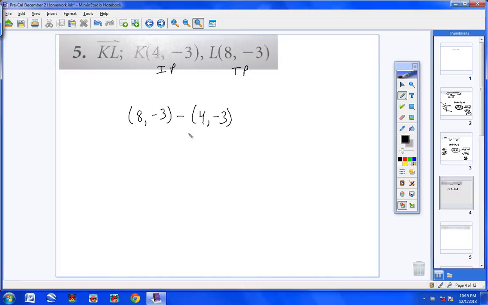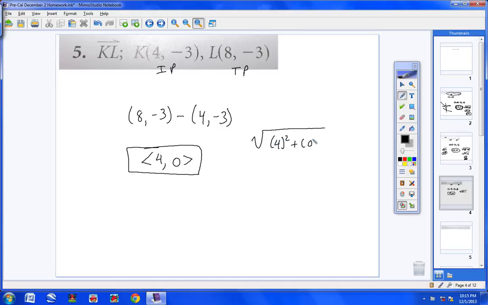So we have 8 minus 4, which would be 4, and then we have negative 3 minus negative 3, which would be 0. So there, we have written vector KL in component form. Now let's find the length of this vector. We square the 4, we square the 0. 4 times 4 is 16, 0 times 0 is 0, 16 plus 0 is 16, and the square root of 16 is 4. So there's the length or the magnitude.